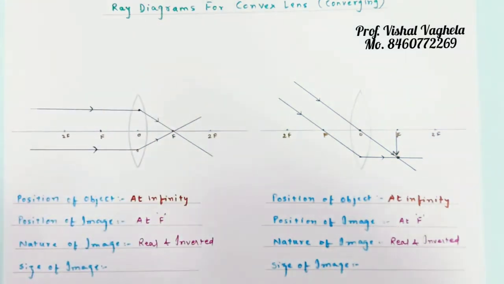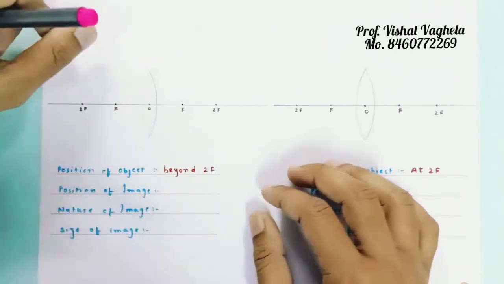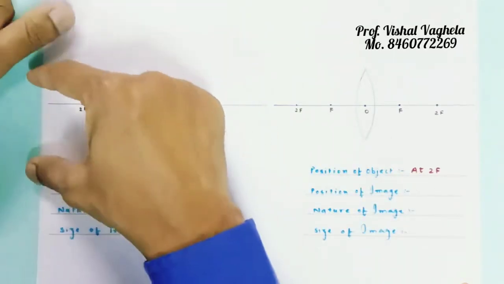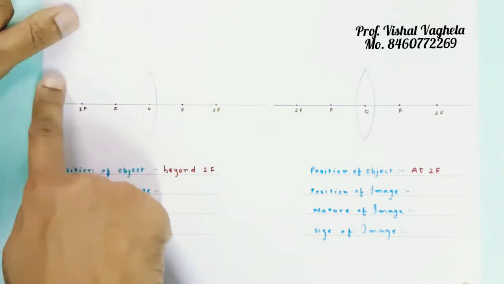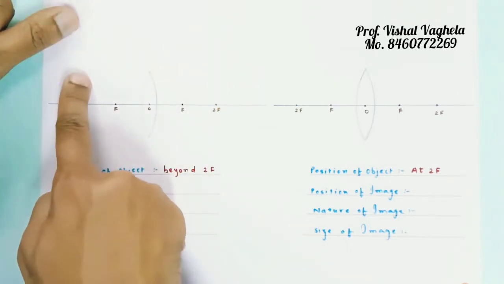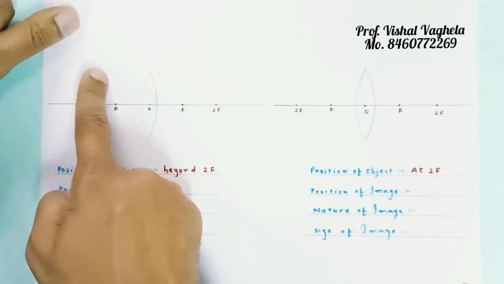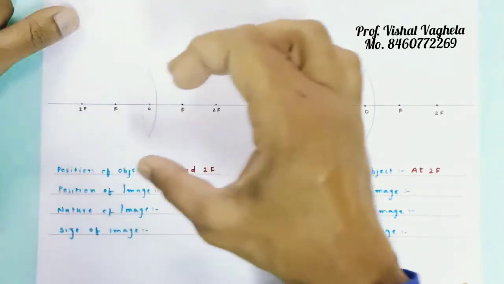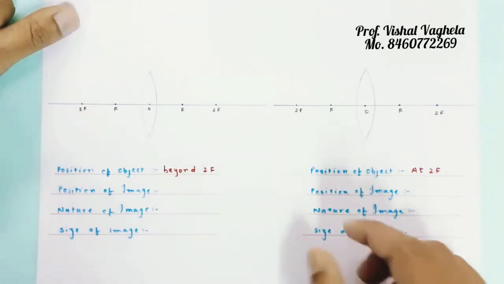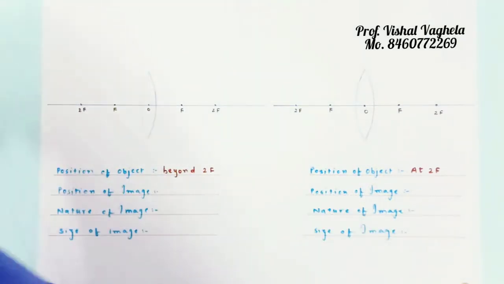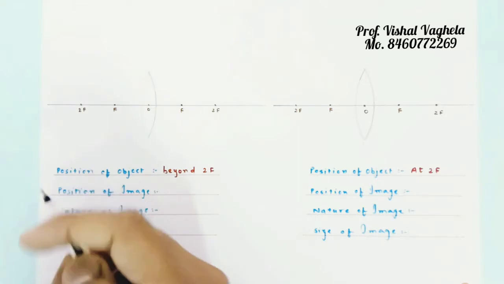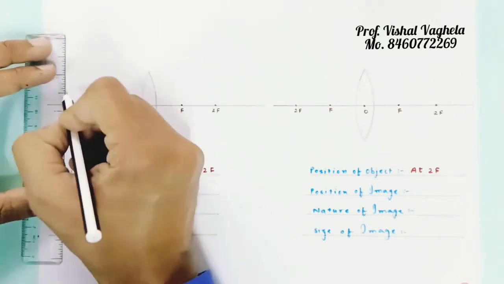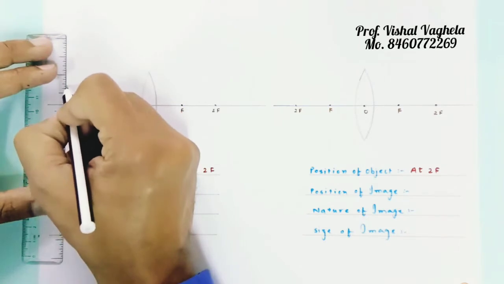Now let's move on with the other cases. First the object was at infinity, then I am going to keep the object beyond 2f, then at 2f, then between f and 2f, then at f, and then finally between f and O. So I'm going to bring the object closer to the lens. We show the object by an arrow whose head is up, like this. Make sure that you don't draw a very long arrow.